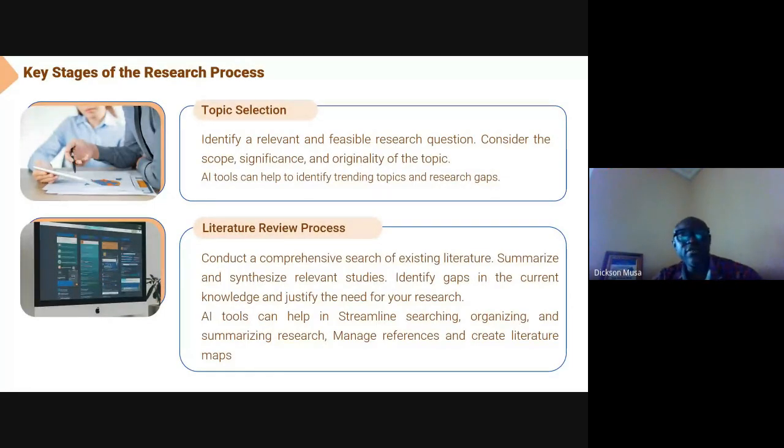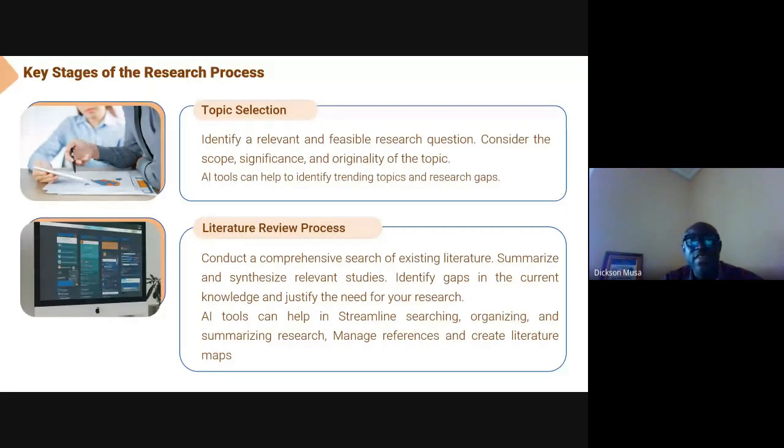Now, we'll be discussing the application of AI in research and academic writing. It is important that we understand what research is all about and the key stages in the research process. One of the very important key stages in the research process is topic selection, where you have to identify a relevant and feasible research question. You consider the scope, significance, and originality of the topic based on the research question you have identified.